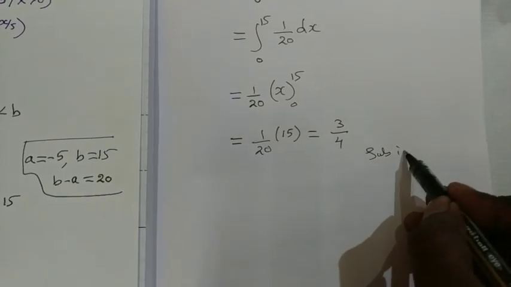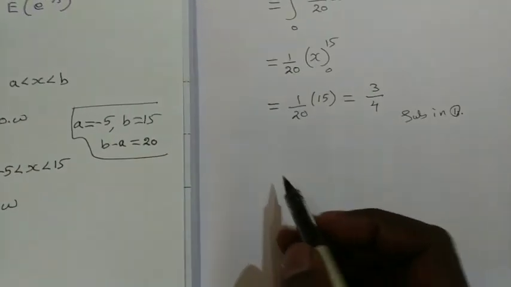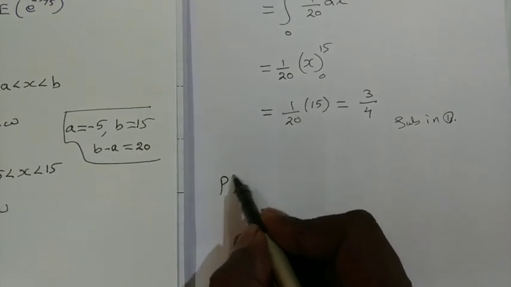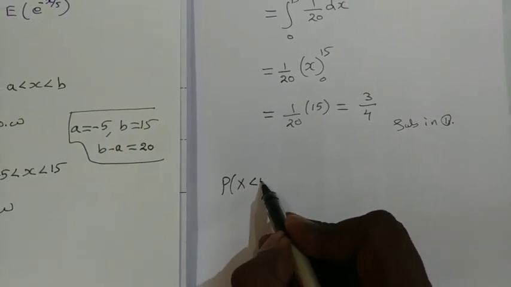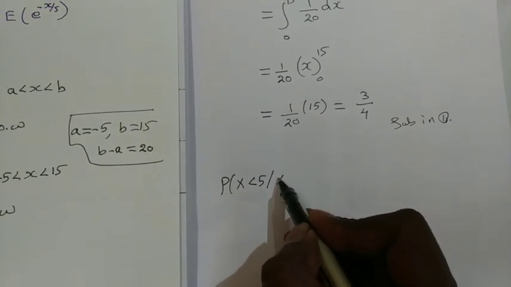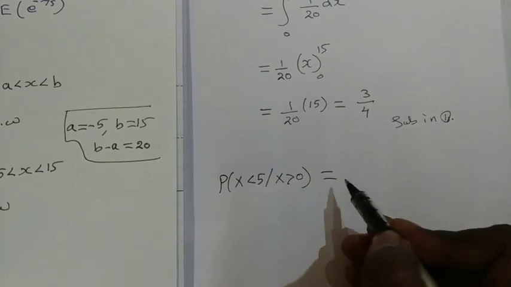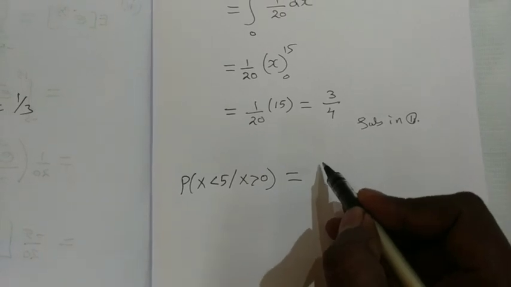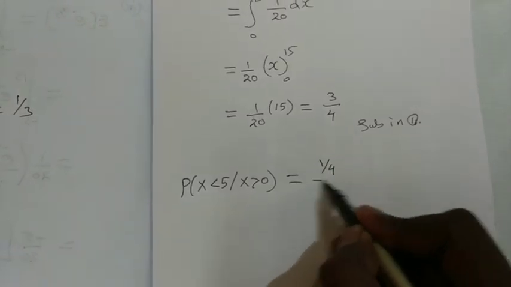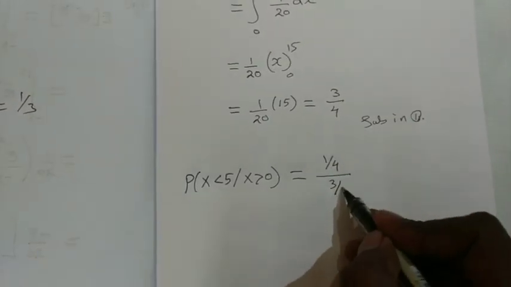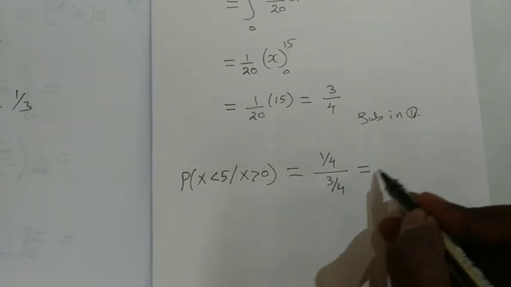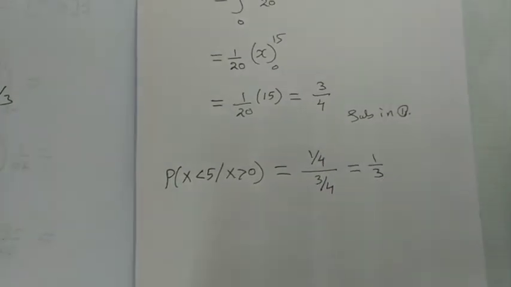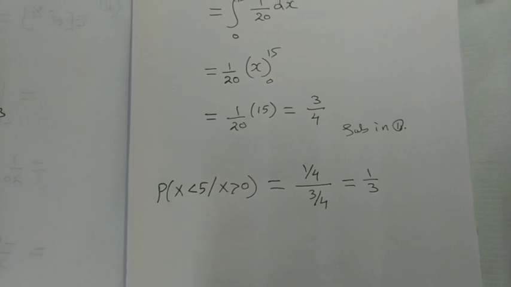So substituting in 1, our required value P of x is less than 5 given x greater than 0 is equal to numerator value over denominator value. Already we found the numerator value is 1 by 4, and the denominator value is 3 by 4. So cancel 1 by 4, we are getting the answer 1 by 3. So this is the answer of the problem.